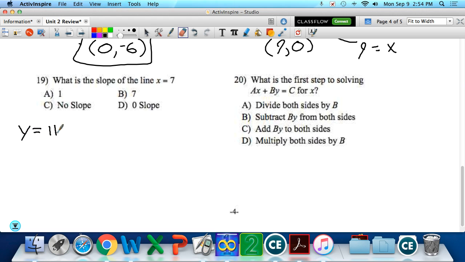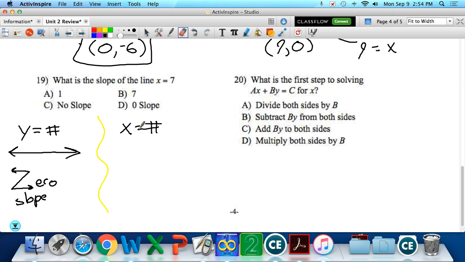Y equals a number is a horizontal line. And it has zero slope. And zero slope can be remembered because the word zero has horizontal lines to it. So it has zero slope. We contrast that with x equals a number, which your calculator cannot graph for you as it stands now.